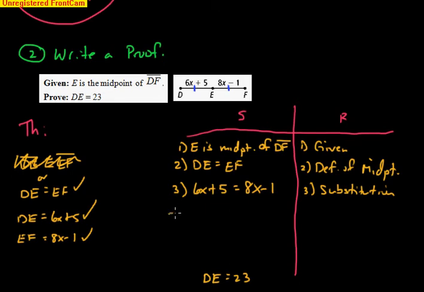Okay. So now I want to get the 6x and the 8x together. So I'm going to subtract 6x. So the fourth step is going to say 5 equals, when I subtract 6x, 2x minus 1. That's subtraction property.